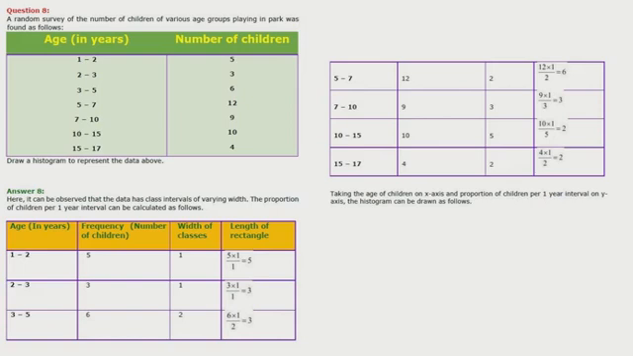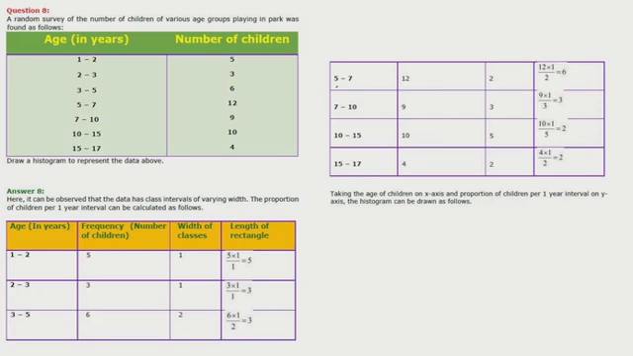Then 3 to 5, frequency is 6, width of the class is 2. So 6 into 1 by 2 equals 3. Next 5 to 7, 12, difference is 2, so 12 into 1 by 2 equals 6. 7 to 10, 9, class width is 3, so 9 into 1 by 3 equals 3. 10 to 15, 10, width 5, so 10 into 1 by 5 equals 2. Next 15 to 17, 4, width 2, so 4 into 1 by 2 equals 2.